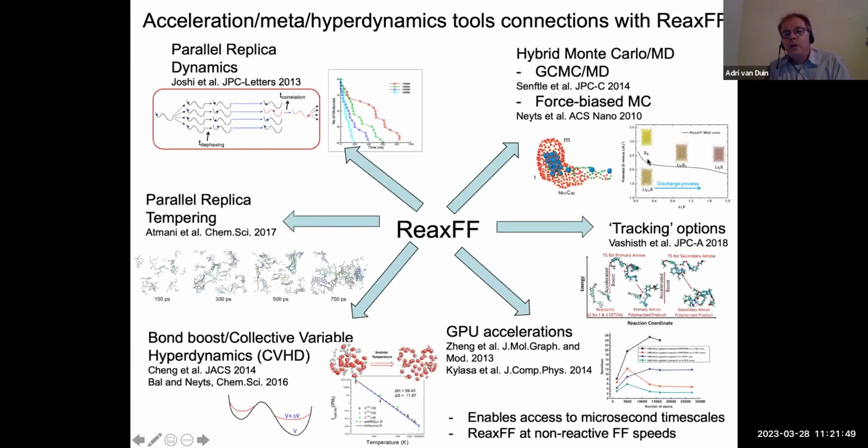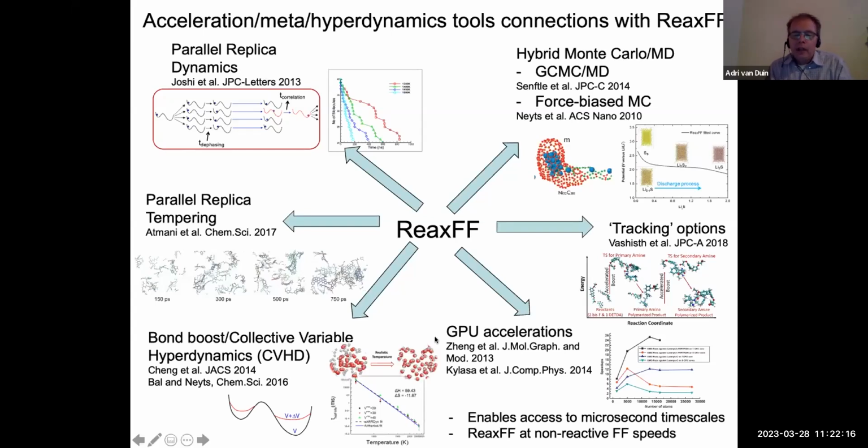Another option is to combine Monte Carlo with molecular dynamics, and especially force bias Monte Carlo has turned out to be very efficient in simulating long-term crystallization, where you really can get yourself to microseconds, maybe even milliseconds of time, and look at these more complex crystallization patterns. My group for polymers has developed a so-called tracking option, where we can recognize a pre-transition state and push it across the transition state. This is very useful for polymerization.